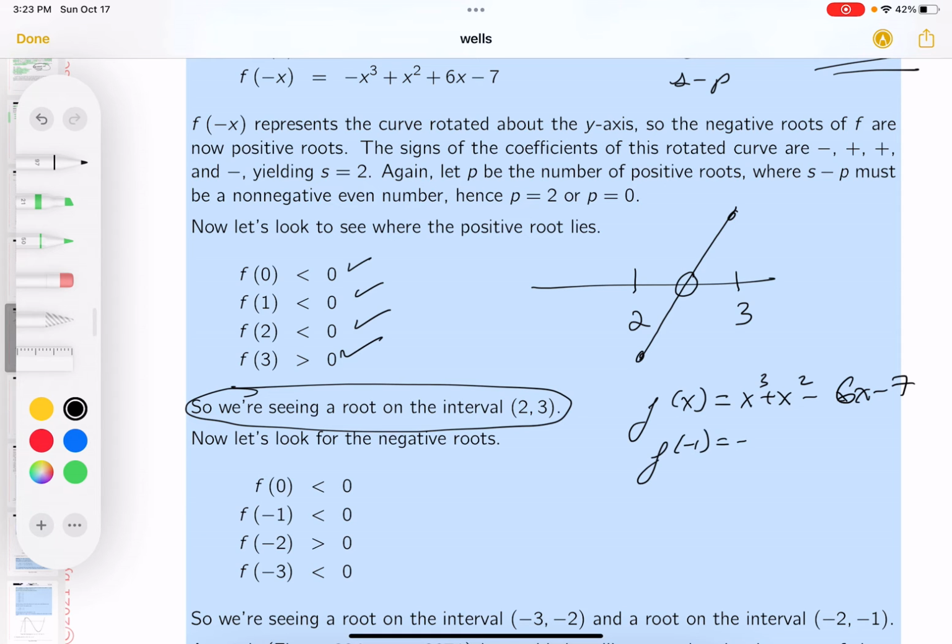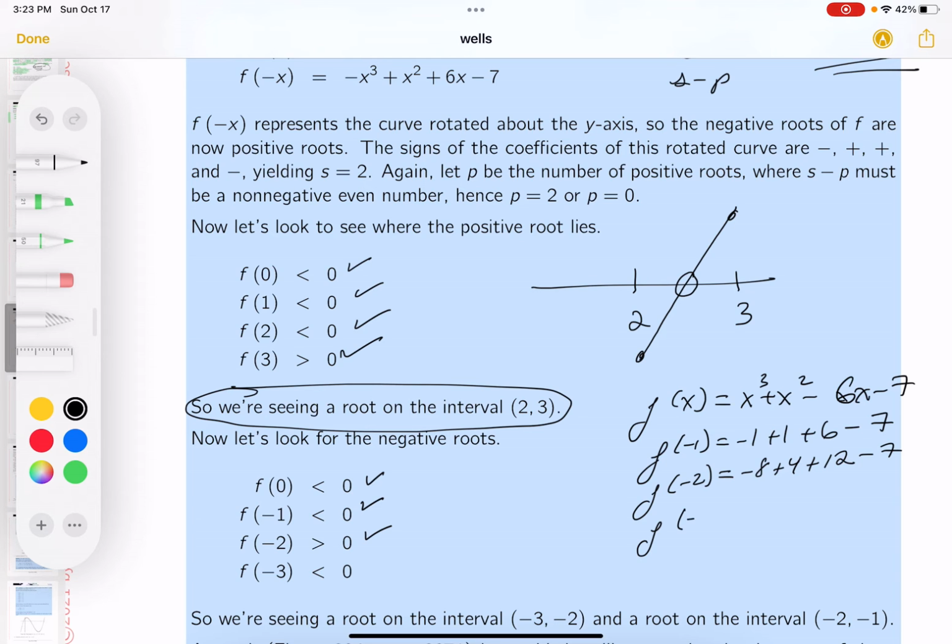What do you get there? Minus 1 plus 6 minus 7. That gives me a negative number, right? So I know it's negative, negative. No signs change yet. Let's do f of minus 2, though. What are you going to get? Minus 8 plus 4 plus 12 minus 7. Minus 8 plus 4 is minus 4, and then 8. Oh, look, positive. All right, let's keep going. I got a sign change there.